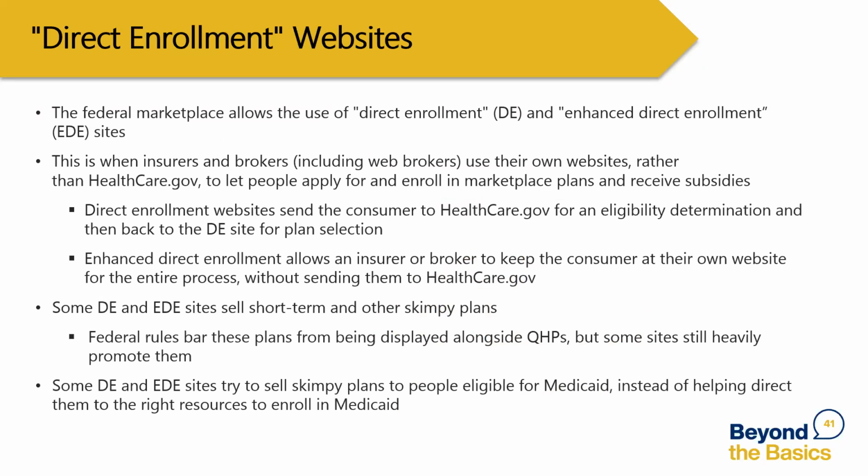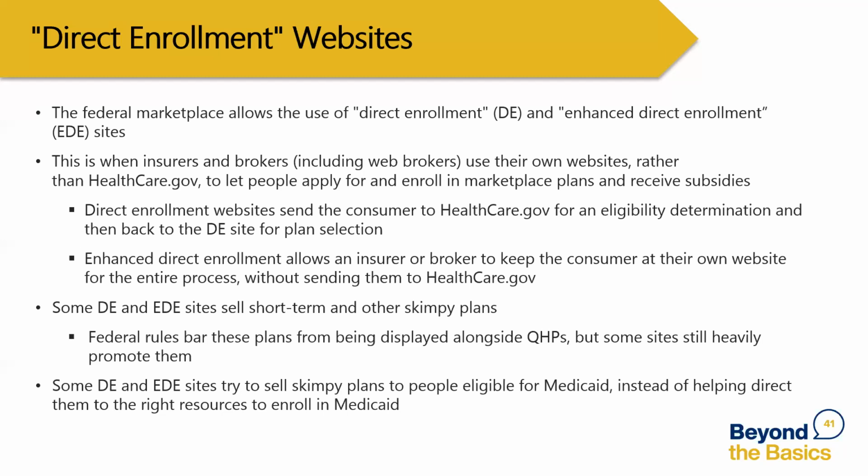The federal marketplace allows insurers and brokers, including web brokers, to use their own websites rather than healthcare.gov to let people apply for and enroll in marketplace plans and receive subsidies. These are known as direct enrollment, or DE, and enhanced direct enrollment, or EDE, websites. Direct enrollment websites send people to healthcare.gov for an eligibility determination and then send them back to the DE site for plan selection, while enhanced direct enrollment websites allow an insurer or broker to keep the person at the EDE site for the entire process without sending them to healthcare.gov.